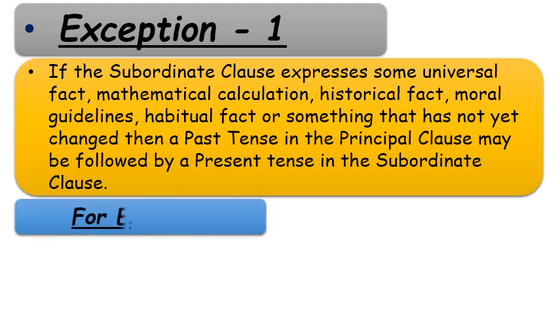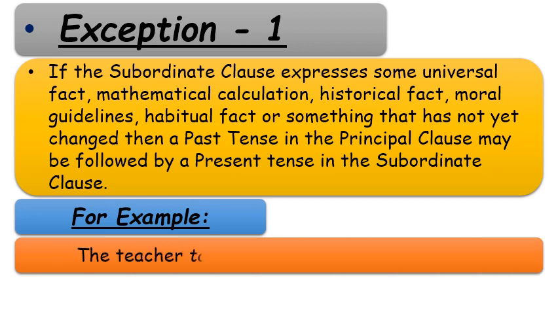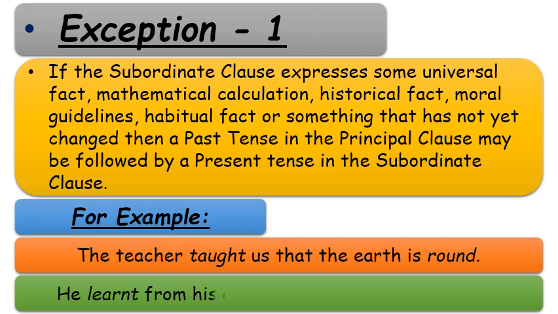To clarify it, let's see some examples. Number 1, the teacher taught us that the earth is round. So here in this example, you can see that the principal clause is in past tense, but the subordinate clause carries a universal truth. That's why we have used present tense in it. Number 2, he learnt from his experience that pride has a fall.